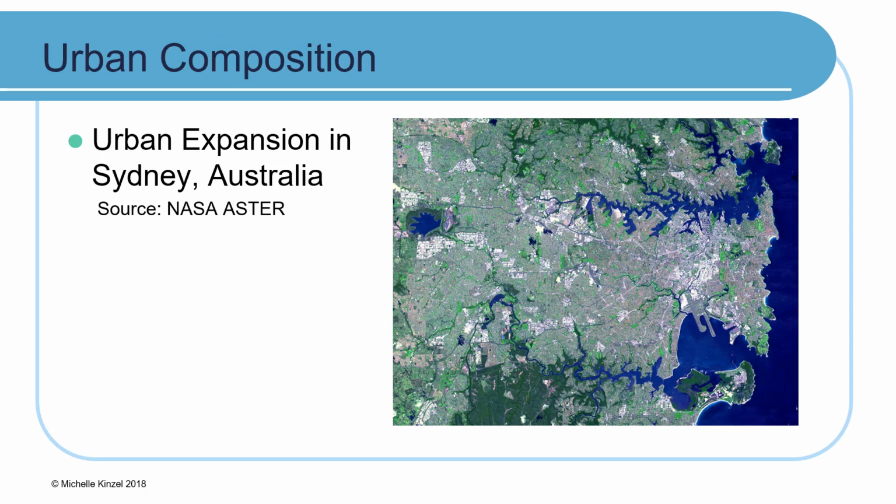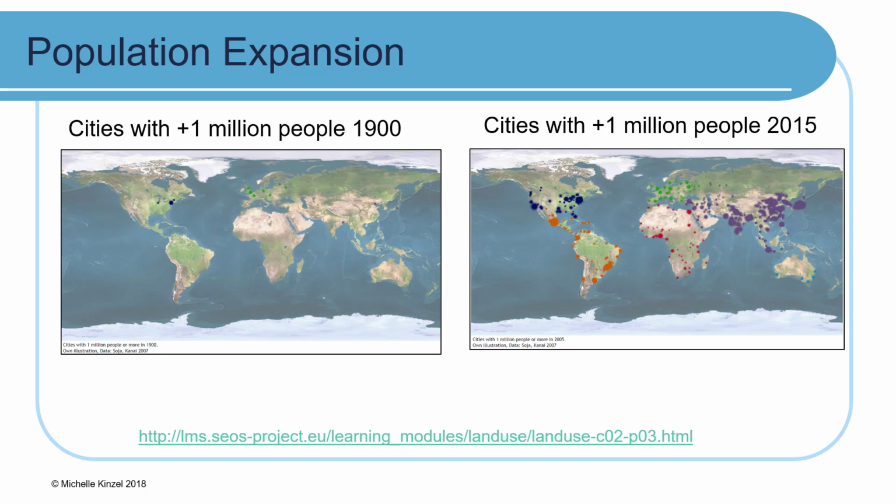This is an example of urban expansion in Sydney, Australia. So looking at change over time, you can track the increased expansion of the urban areas that you can see in this image. With population expansion, maps like these showing cities with more than 1 million people are useful, and you can see quite a dramatic difference between the cities that have more than 1 million people in 1900 and the cities with more than 1 million people in 2015.